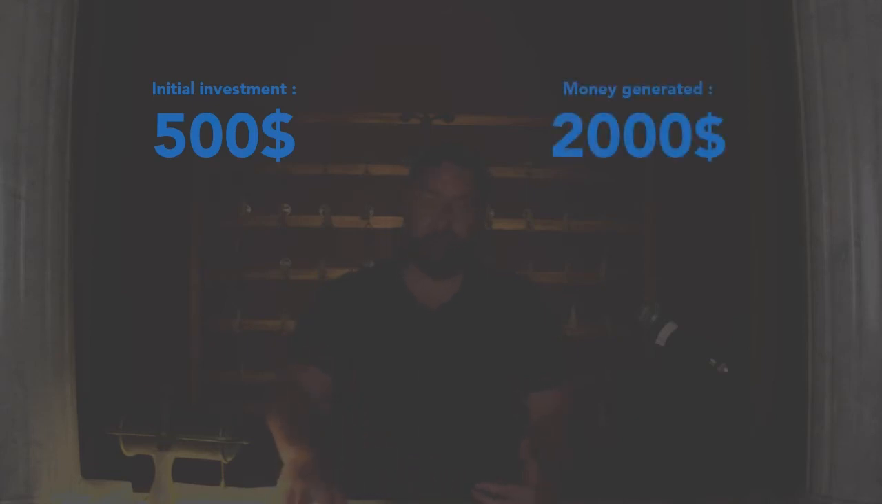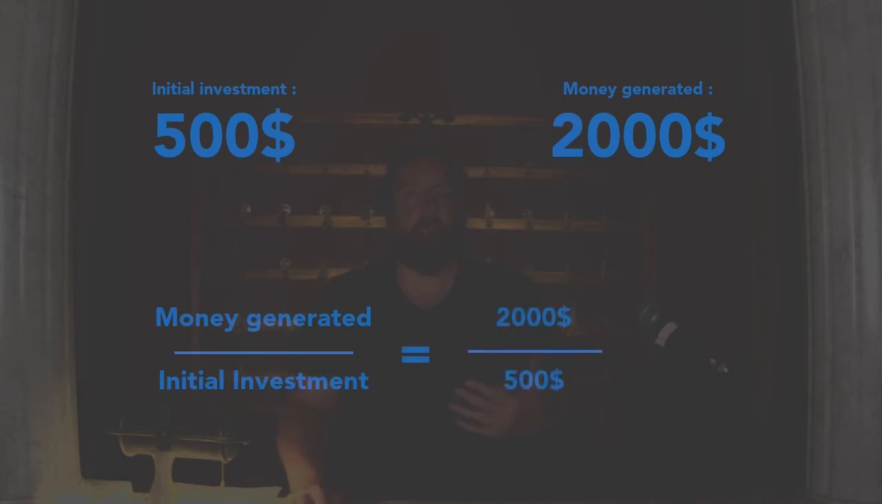You're calculating how much you're generating from how much you've invested in advertising. So as an example, if you've invested $500 in advertising and that money allowed you to generate $2,000, then your return on ad spend is a factor of 4. Basically, you've generated 4 times your advertising investment.